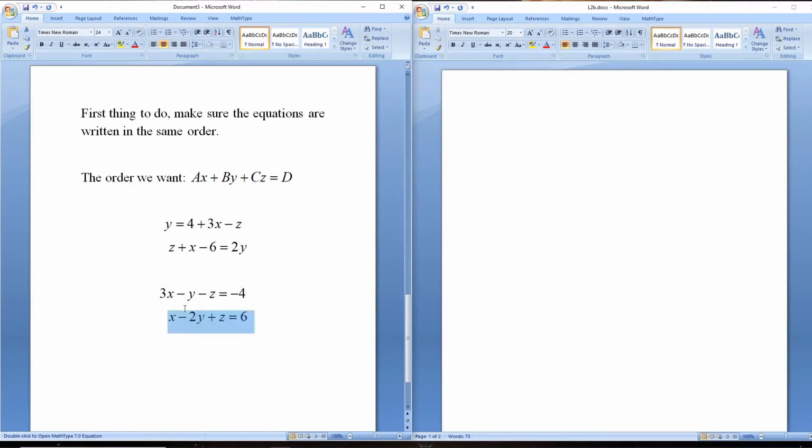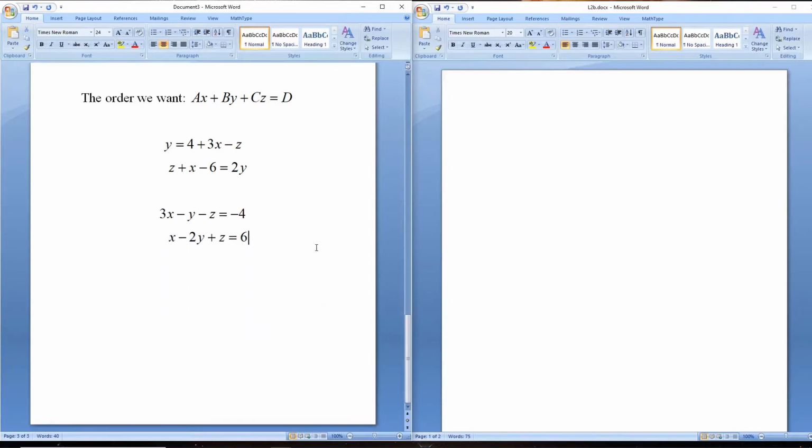And notice that we have x's here, then the y's, then the z's, our equals, and then our numbers. This is the first thing we always want to do for this setup that we're going to be doing. Now the next thing that's going to be completely new is that we want to rewrite this into what's called an augmented matrix.